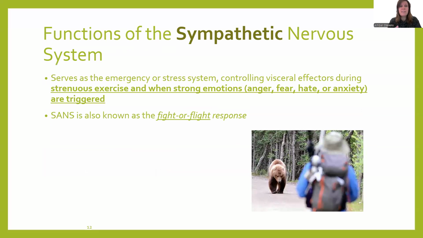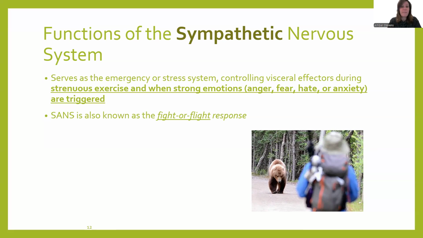So the functions of the sympathetic nervous system, your fight or flight, right? This is when you're in an emergency and your system is stressed. It's controlling those visceral effectors during exercise or strong emotions, so anger, fear, hate, and anxiety are triggered. So what happens? The physiological changes that are associated with fight or flight.